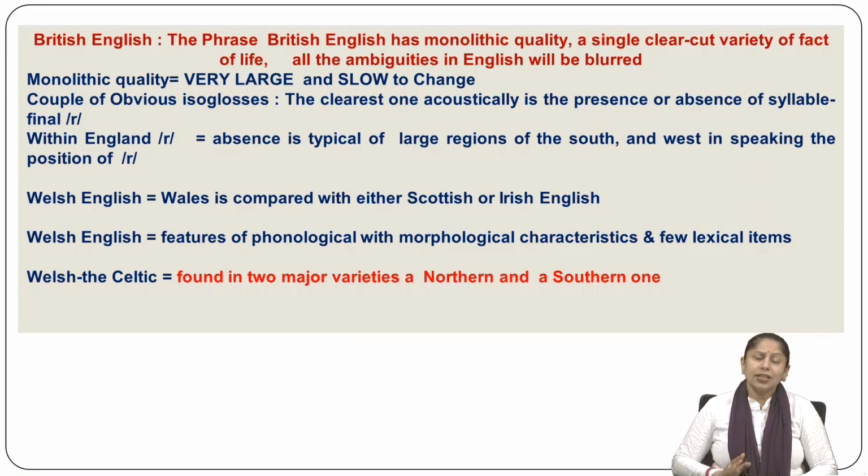Welsh English is known as Wales also. Wales is compared with either Scottish English or Irish English. Welsh English has phonological and morphological characteristics and a few lexical items also. Welsh English is also known as Celtic English, and there are two major varieties, Northern and Southern Welsh Celtic Englishes, which you are going to understand deeply.